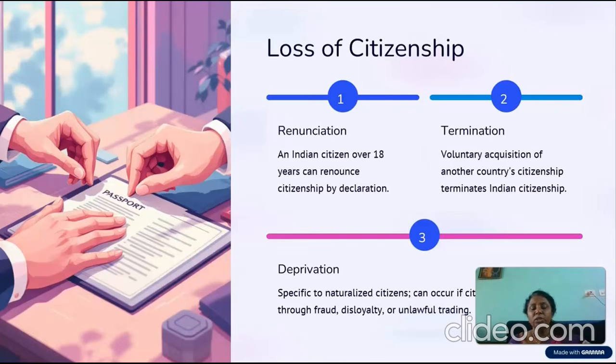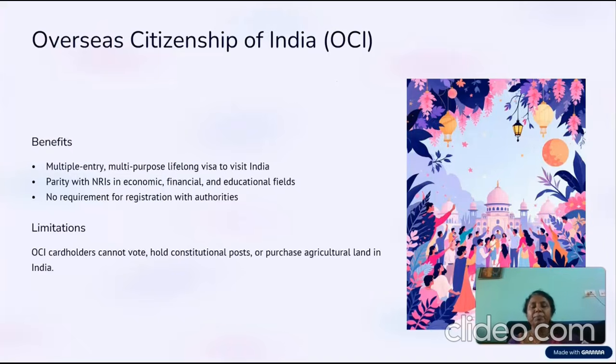Then deprivation, that is specific to naturalized citizens, can occur if the citizenship was acquired through fraud, disloyalty or unlawful trading. We saw that naturalization is when a foreigner is getting the citizenship of India. Then if they acquired it by fraud or disloyalty, they will be deprived of their citizenship.